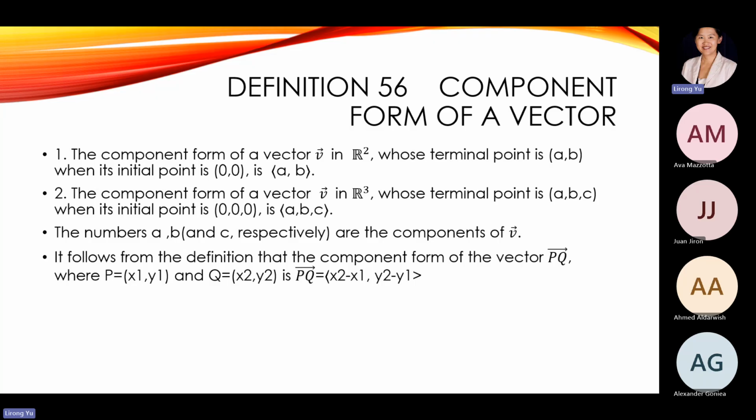So vectors and points are different, and that's why we try to differentiate them in the notation. Different books may not be consistent, but most books follow this way, and some books may be a little different. So we have (a, b) and (0, 0). (a, b) is the terminal point, (0, 0) the initial point, and the vector is <a, b>.